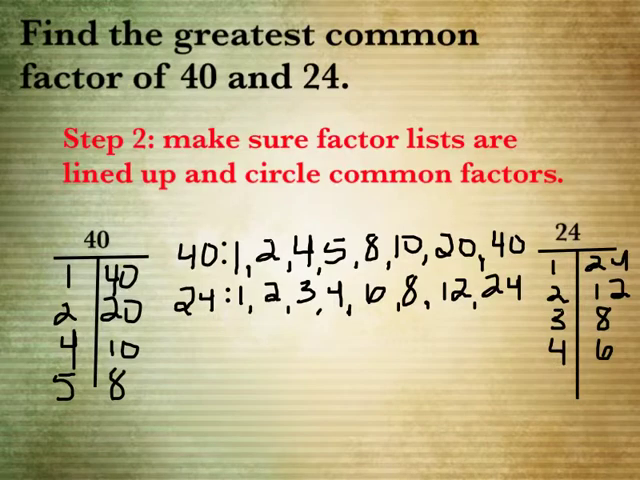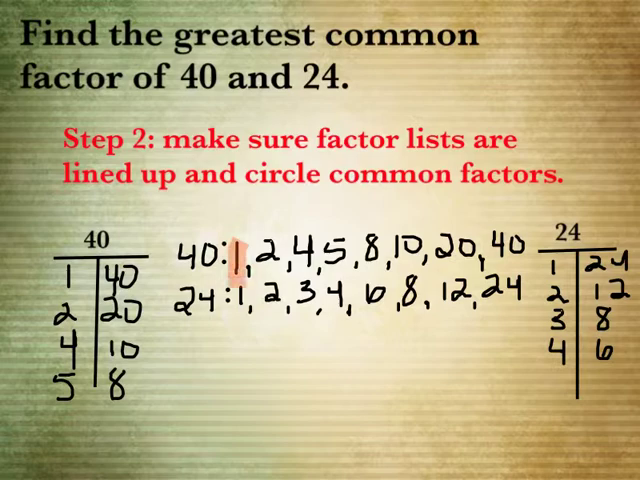Okay, continuing on from step 1. Step 2 is to make sure your factor lists are lined up, and then you circle the common factors. Because I'm on a digital interface right now, I am going to highlight our common factors instead, just to make it a little bit easier instead of some messy squiggly lines. So looking at the factors of 40 and looking at the factors of 24, we want to identify what factors do they have in common.